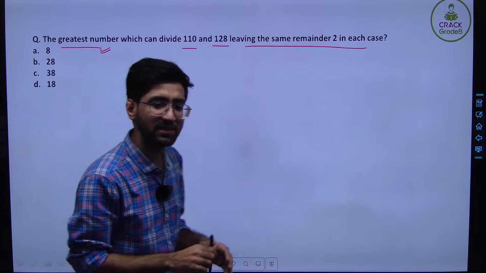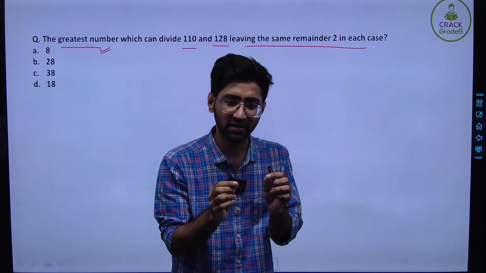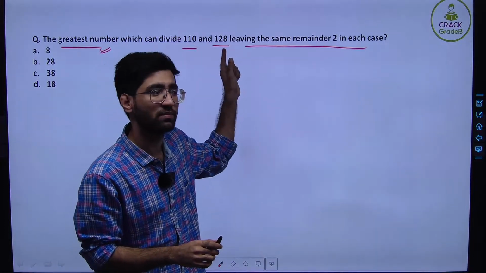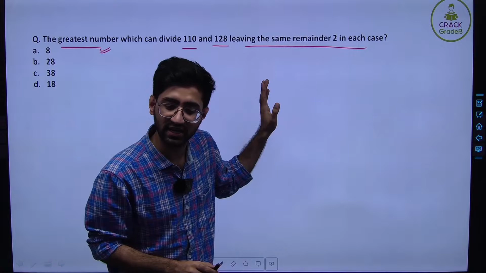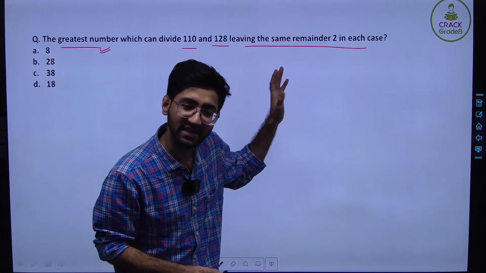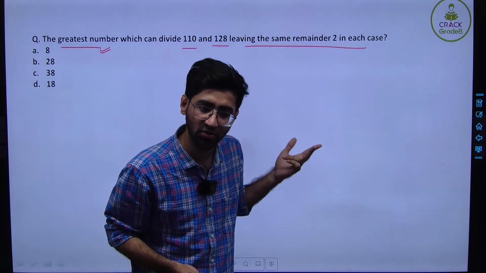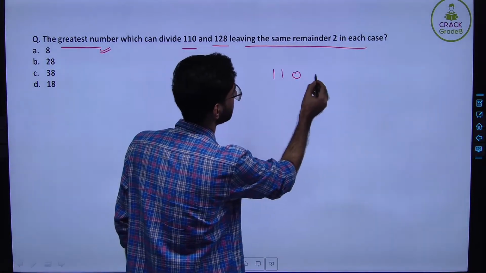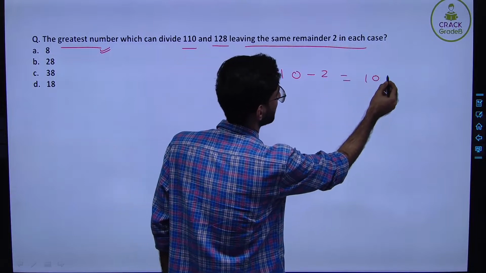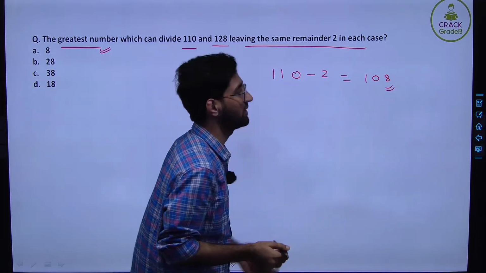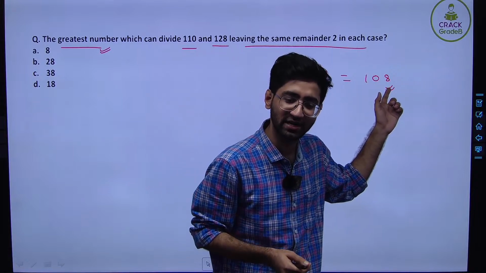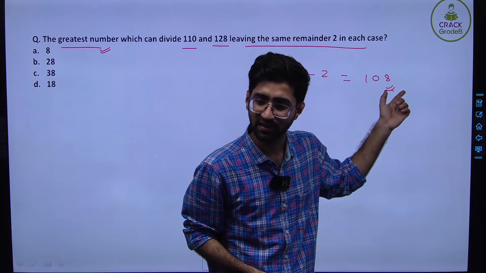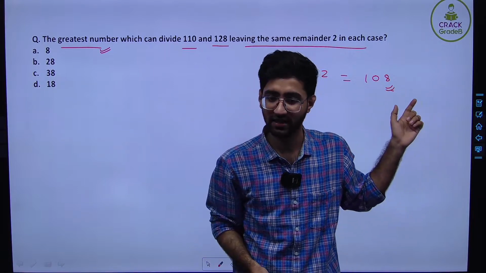See, if you have to find the greatest number which can divide 110 and 128, leaving the same remainder 2 in each case, it means we have to find the greatest number such that if you divide these two numbers 110 and 128 by it, you will get remainder 2. What does it mean? It means that if you subtract 2 from 110, that is 108, and you divide 108 by that greatest number, it will divide completely. 18? Okay, yeah, 18 will probably be the correct answer.